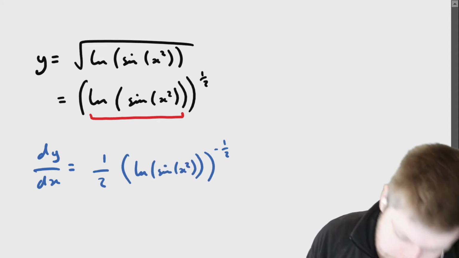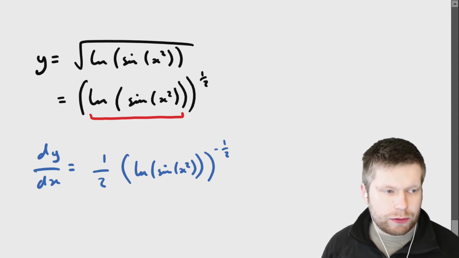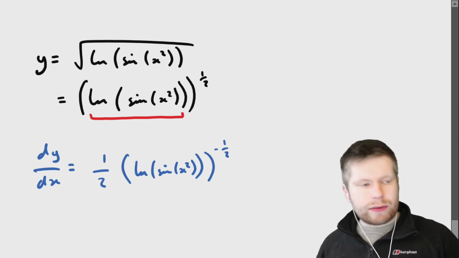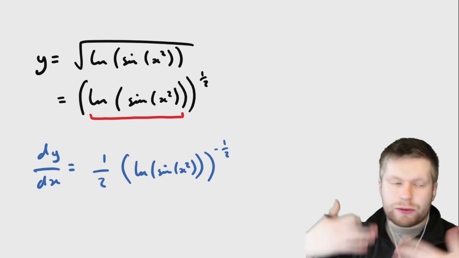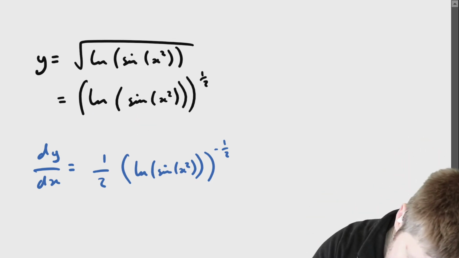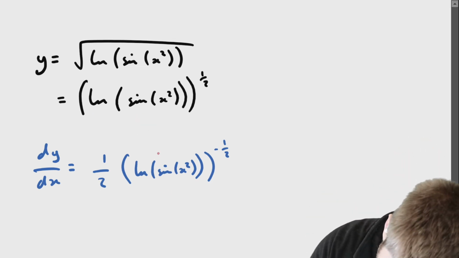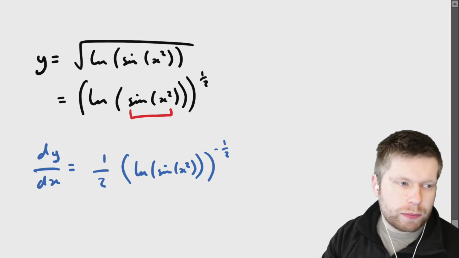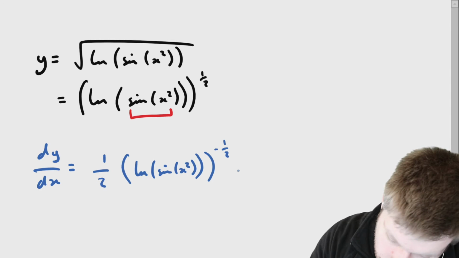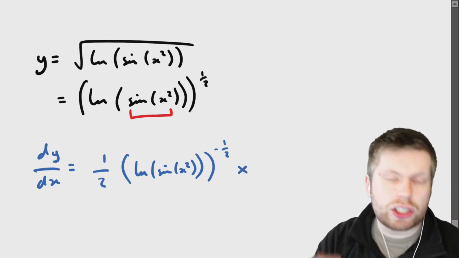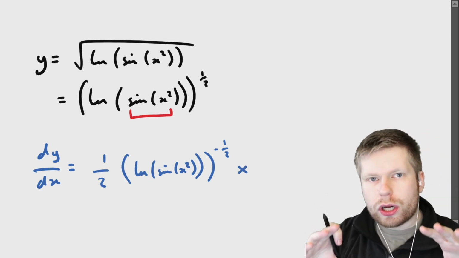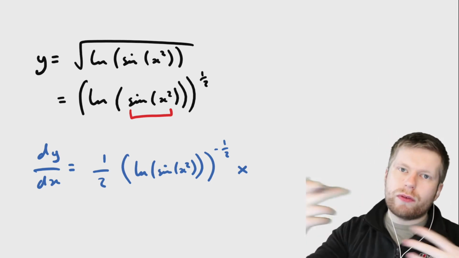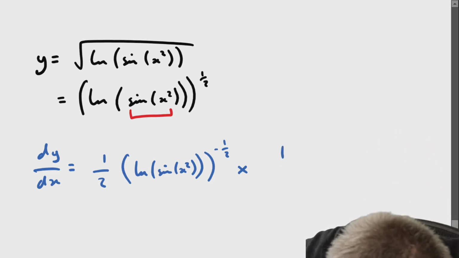Okay. Now I need to go back and multiply by the derivative of the inside function. So let's think, the derivative of natural log of sine of x squared. Well, again, that's a function within a function. Okay. So now I'm going to look at the natural log of sine of x squared, where the sine of x squared is my inside function. So let's think. Well, okay, the derivative of a natural log of something is just 1 over that function multiplied by the derivative of that function. So just 1 over that function first of all.